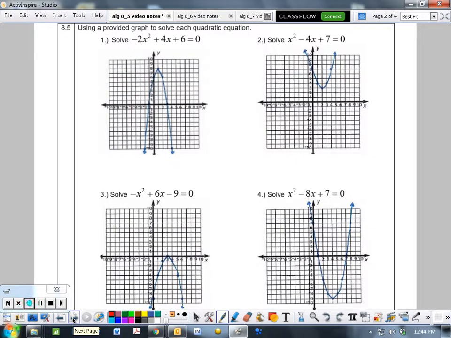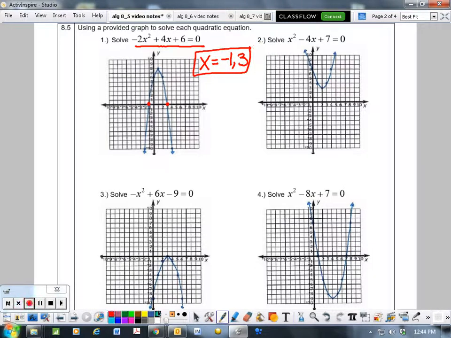So we have: solve negative 2x squared plus 4x plus 6 equals 0. So we're going to solve this equation. Luckily, it's already graphed for us, so now we're going to look for where the zeros are. Here's a 0 and here's a 0. So that means the answer to the equation is x equals negative 1 and x equals 3. And there's our answer.